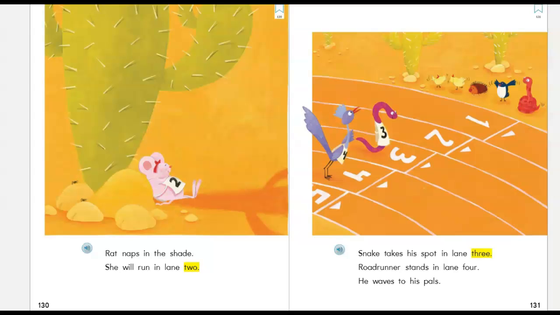So far, we have met our lizard, the rat, the snake, and the roadrunner.